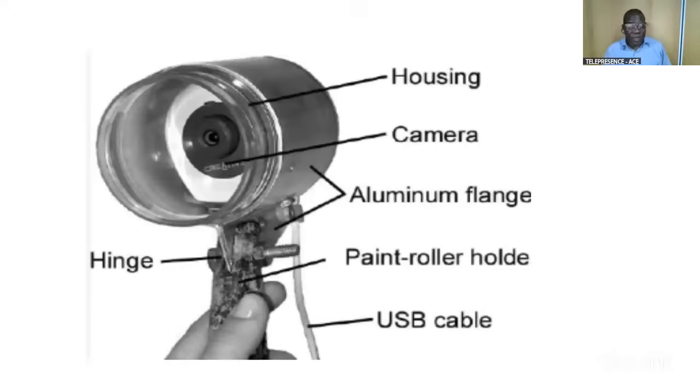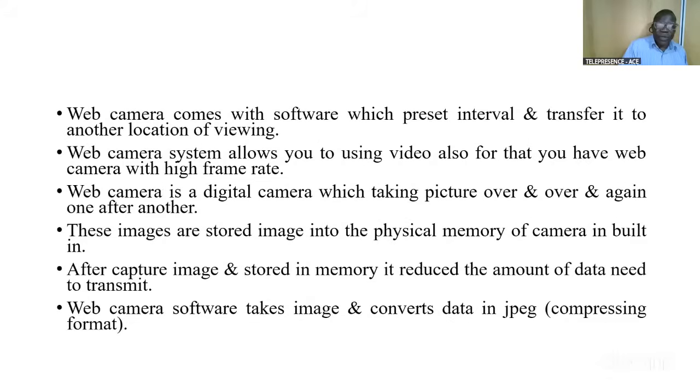This is just an illustration or example of a webcam. A webcam comes with software which sets an interval and transfers the image to another location of view. A web camera system allows you to use video also. For that, you need a camera with a high frame rate.